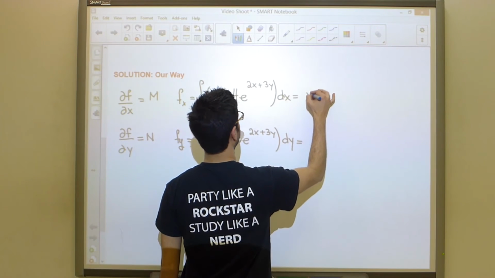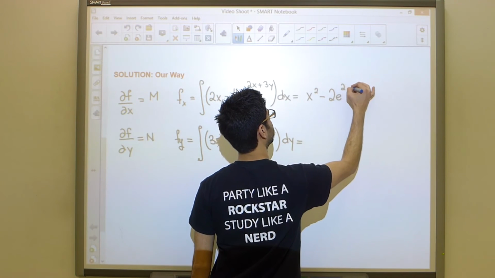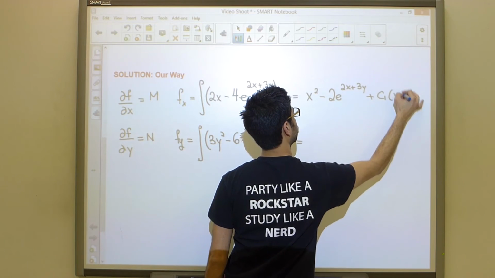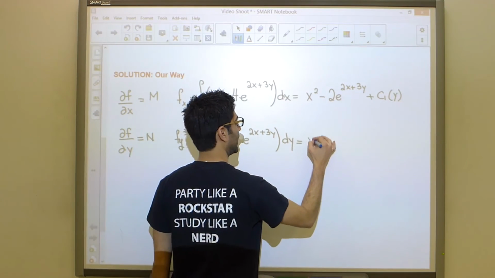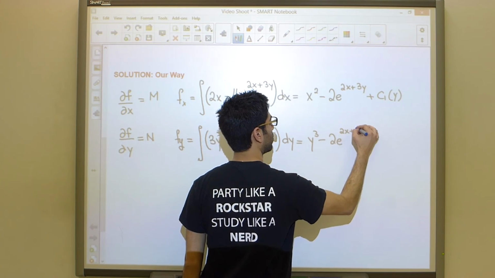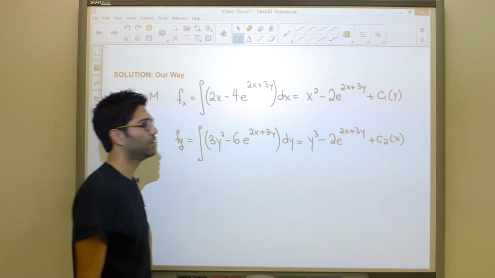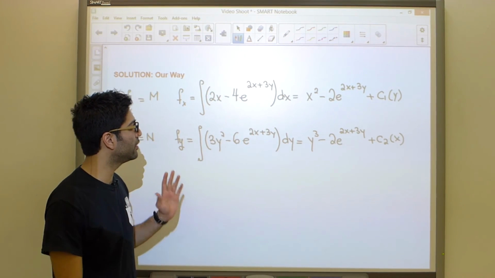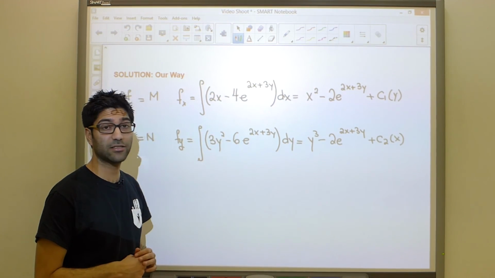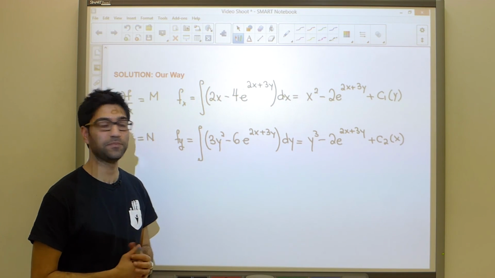Over here, we would get x squared minus 2e to the 2x plus 3y plus some constant that's allowed to have y's in it. And over here, we would get y cubed minus 2e to the 2x plus 3y, plus some other constant that's allowed to have x's in it. So hopefully you guys can see what we're doing here. We're simply integrating the first piece and the second piece separately. And at this stage, guys, we're done. We're ready to write our answer down. I just have to show you how to do it.